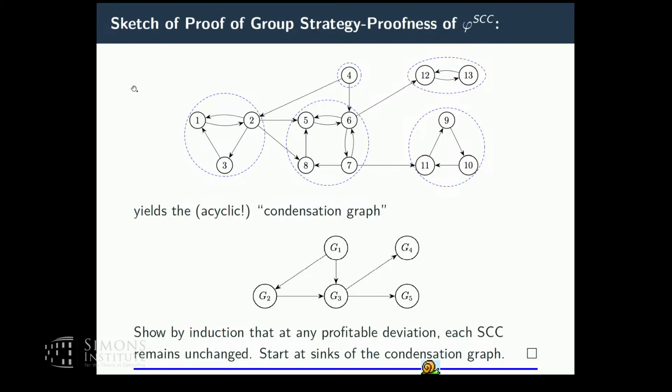That graph is acyclic, and the acyclicity is important to prove things because inductively you start with the sink nodes of the condensation graph. You can show things for those guys because those guys consider everybody outside enemies. And that helps to show that actually they don't have an incentive to manipulate their preferences. So you can show this group strategy-proofness using the condensation graph structure.